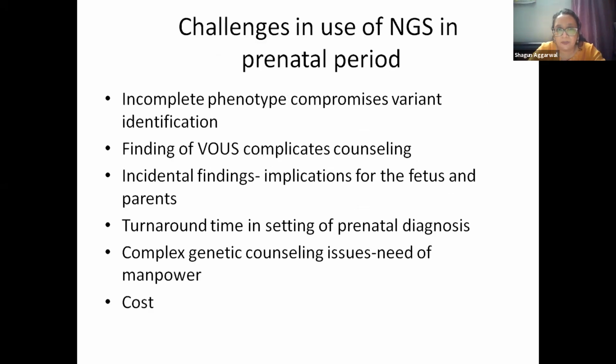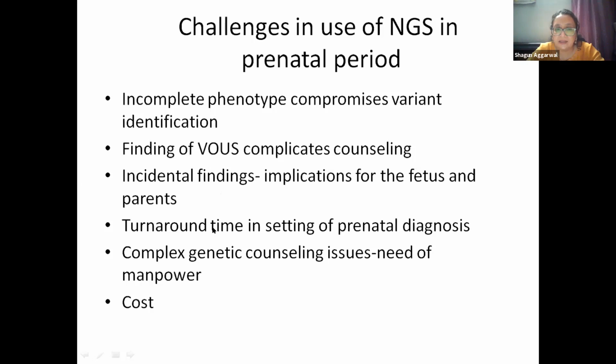But then there are certain problems which always come. This is a new technique as far as use in the prenatal period is concerned, so there are some challenges which still remain, and this is still evolving. Usually prenatally, we won't have complete phenotypic information, so it becomes challenging for the lab to give a concrete report. And then there is also the problem of variant of uncertain significance. You may get a variant which matches your fetal phenotype, but the lab is not sure whether it is pathogenic or not. So again, this leaves us in a gray area where we can't say whether the baby has a genetic condition or not.